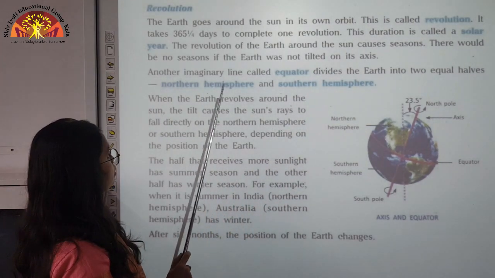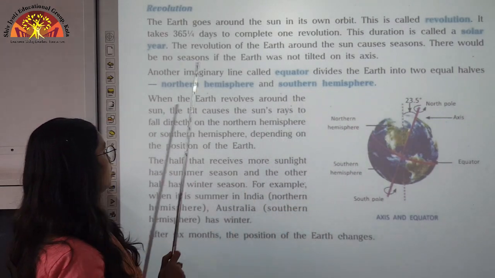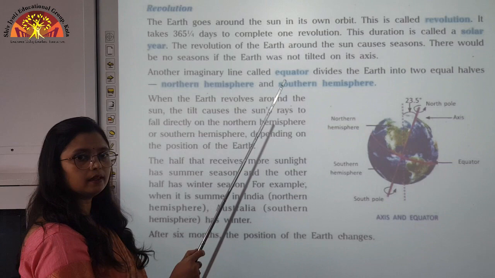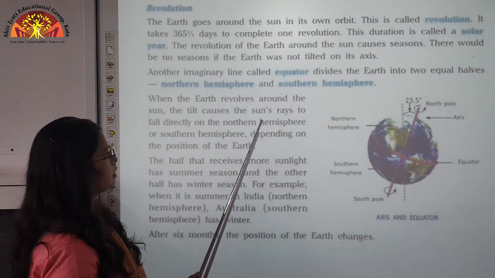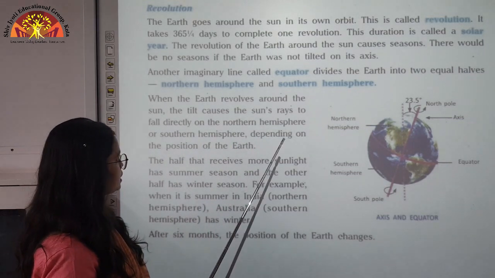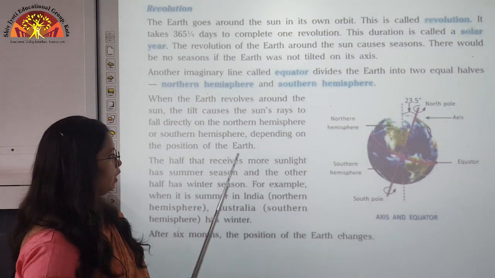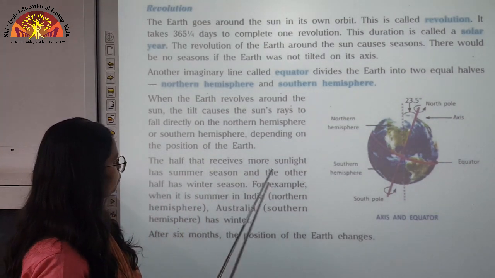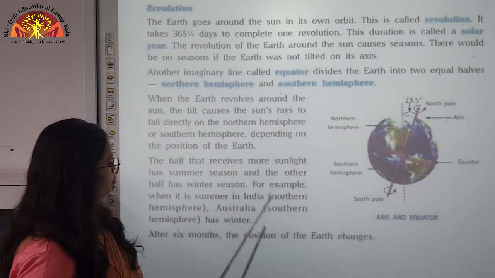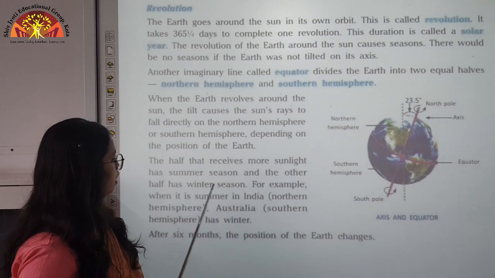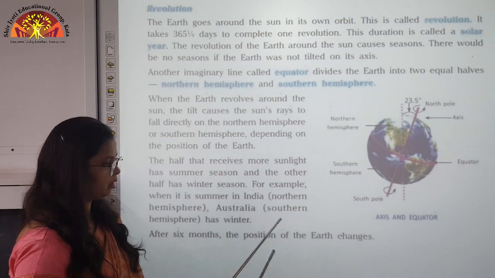Okay? Another imaginary line called the equator divides the earth into two equal halves. These are northern hemisphere and southern hemisphere. When the earth revolves around the sun, the tilt causes the sun rays to fall directly on the northern hemisphere or southern hemisphere depending upon the position of the earth. The half that receives more sunlight has summer season and the other half has winter season. For example, when it is summer in India, that is northern hemisphere, Australia has winter, which is southern hemisphere.